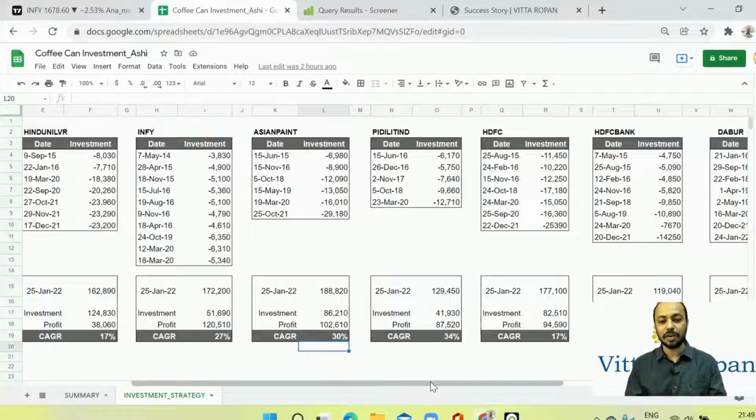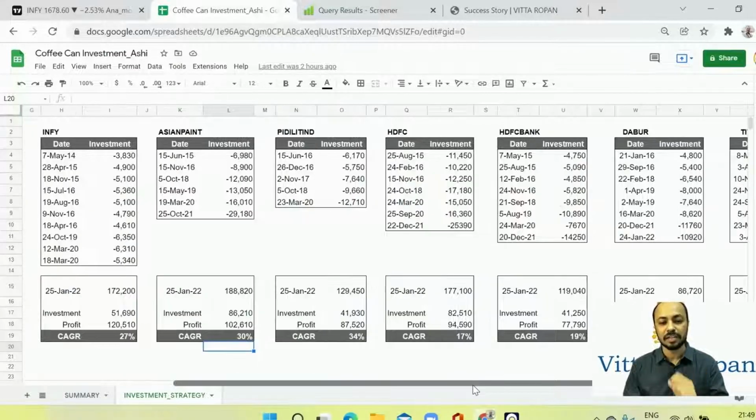In PIDILITE, you have made an investment of 41,930 and currently the net valuation is 1,29,450, and you made a profit of 87,520 with a CAGR of 34%. That is a great CAGR. In HDFC, we have made an investment of 82,510 and currently the valuation is 1,77,100 and the profit is 94,590 with a CAGR of 17%.